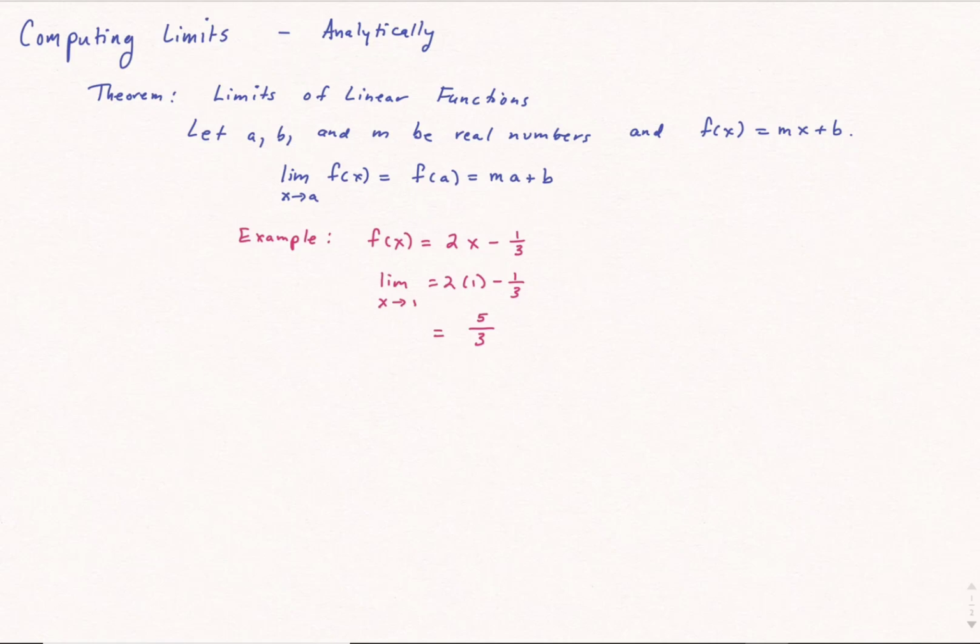Let's look at one more example. If I had the function g of x equals 2, the limit of g of x as x approaches 1, well, it really doesn't matter what x is, because no matter what x is, g of x is always equal to 2. So this is simply equal to 2. This is a horizontal line, and if we look at the general function mx plus b, this is in fact a linear function with m equaling 0. 0 is in fact a real number, so it still meets our requirements in our theorem.